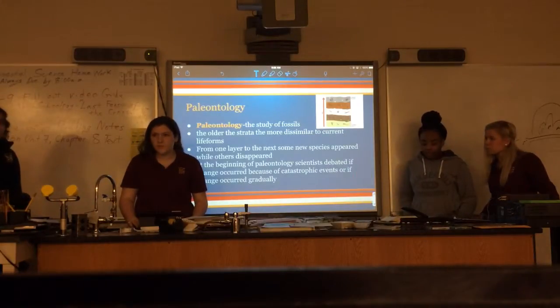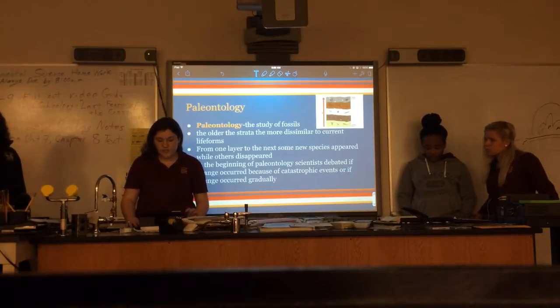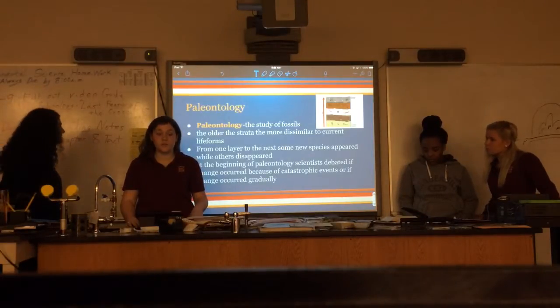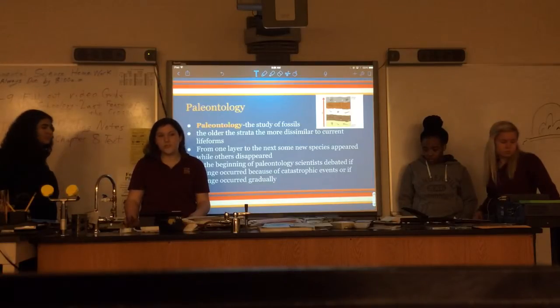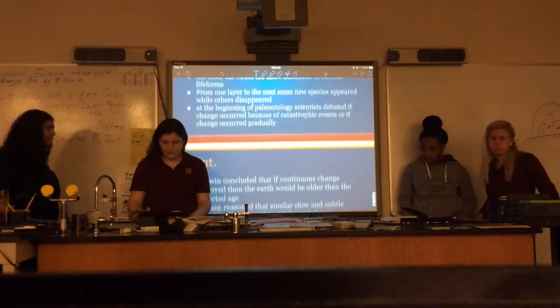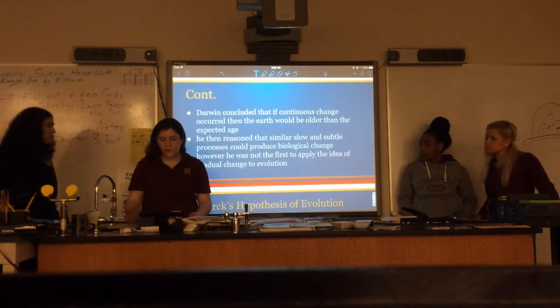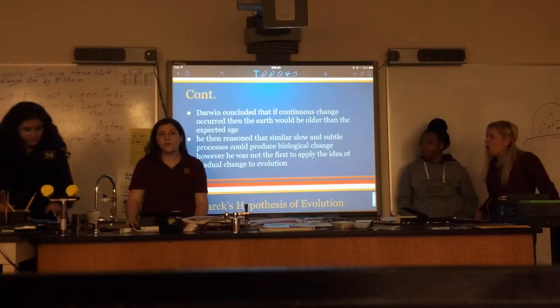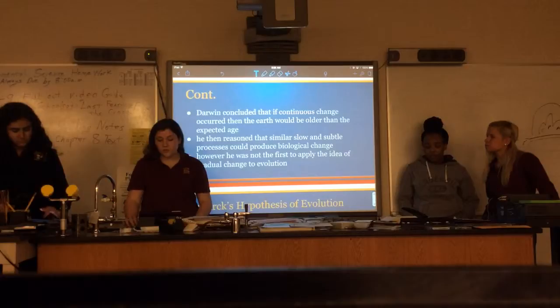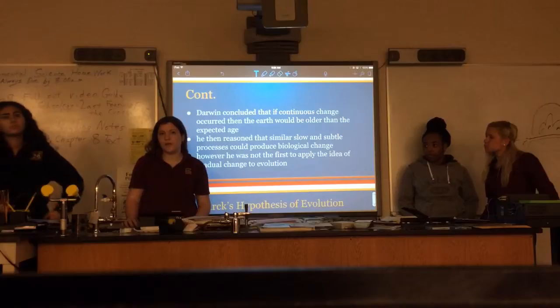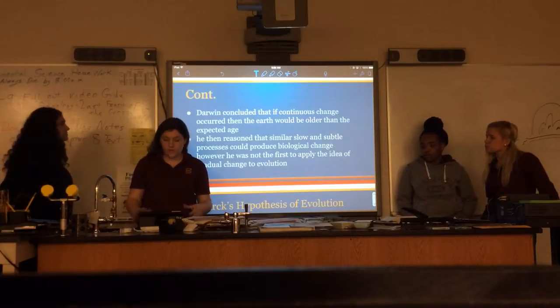One of the things observed while studying paleontology was that from one layer to the next, new species seemed to appear in the strata while others seemed to disappear. At the beginning of paleontology, scientists debated whether changes occurred because of catastrophic events or gradually. Darwin concluded that if continuous change occurred, the Earth would be much older than the expected age. He then reasoned that similar slow and subtle processes could produce biological change. However, he was not the first one to apply this idea of gradual change.